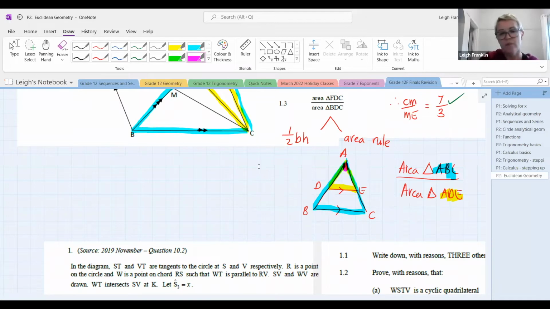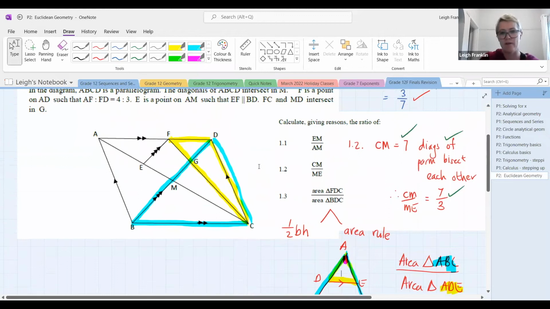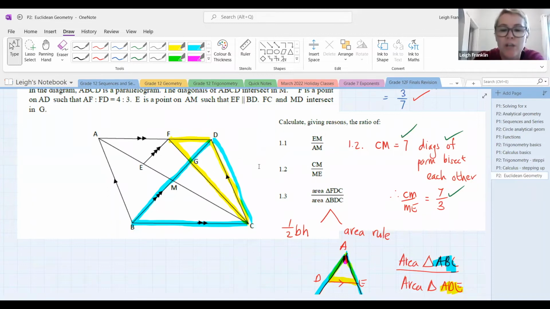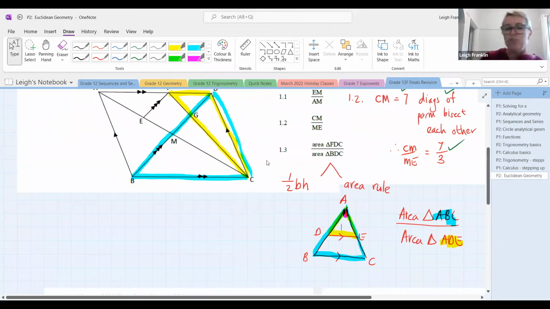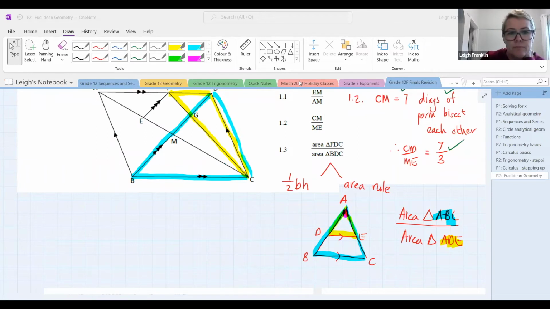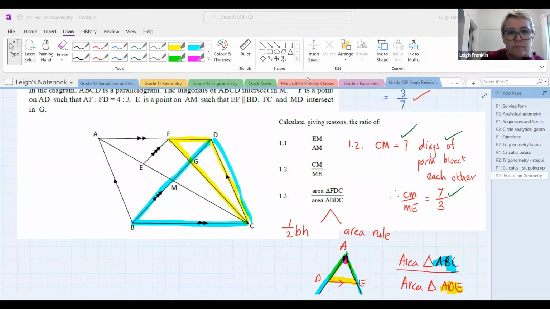If we have a look at the diagram that I've highlighted for you, the yellow triangle and the blue triangle, do they share an angle like triangle ABC and ADE? Do they share an angle? But is it the same size? I mean, it's part of C. Triangle FDC has part of angle C. It doesn't have the whole thing. So can I say that it's common?